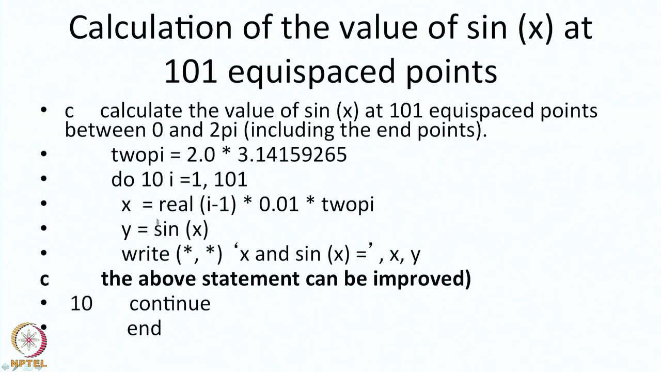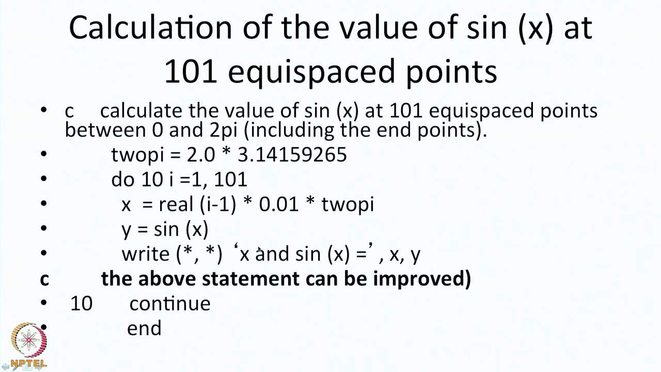10 continue is the last statement of my do loop. So, it will do all calculations up to this 10 and then go back. Now, I started with 1. So, when you go back the first time, I will be 2. So, when I is equal to 2, x is equal to real of I minus 1. So, in this case 2 minus 1 is 1. So, it is real of 1, 1.0. So, 1.0 is nothing but 1. So, the second value is 0.01 into 2 pi.